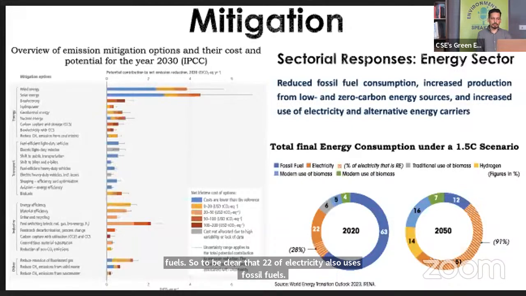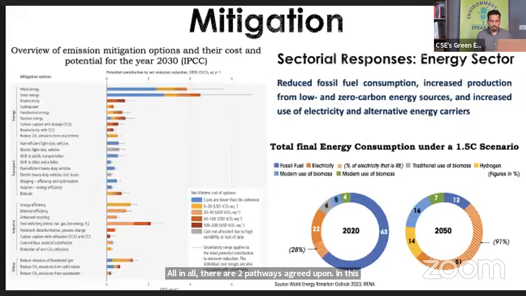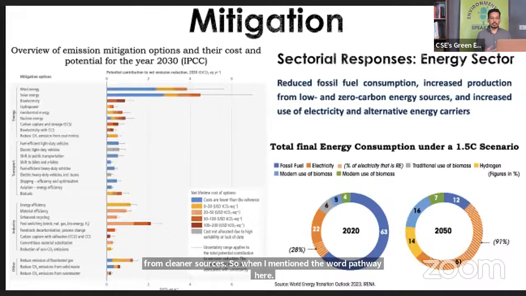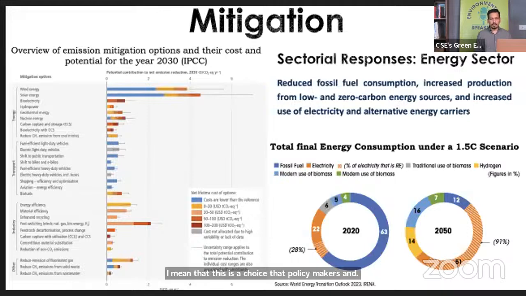So all in all, there are two pathways largely agreed upon in this case. One is that we need electrification, a lot of it. And secondly, that electricity itself needs to come from cleaner sources. So when I mention the word pathway here, I mean that this is a choice that policymakers and society at large is making. There may be several pathways, but this is how we have decided that this is the way to go for reducing our footprints.